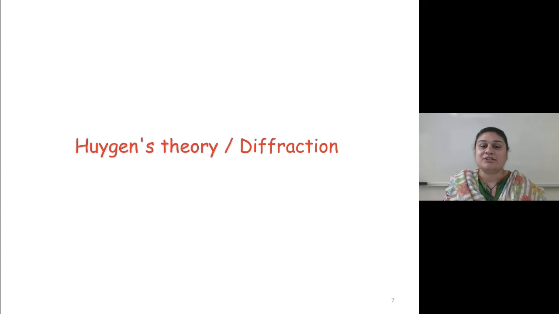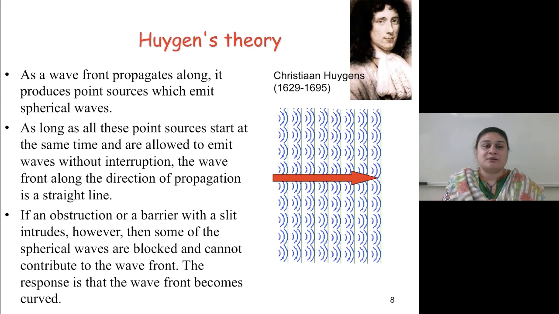Huygens theory, also called diffraction theory. So Huygens theory says that as the wavefront propagates along, it produces point sources which emit spherical waves. As long as all these point sources start at the same time and are allowed to emit waves without interruption, the wavefront along the direction of propagation is a straight line. If an obstruction or barrier with a slit intrudes, however, then some of the spherical waves are blocked and cannot contribute to the wavefront. The response is that the wavefront becomes curved.